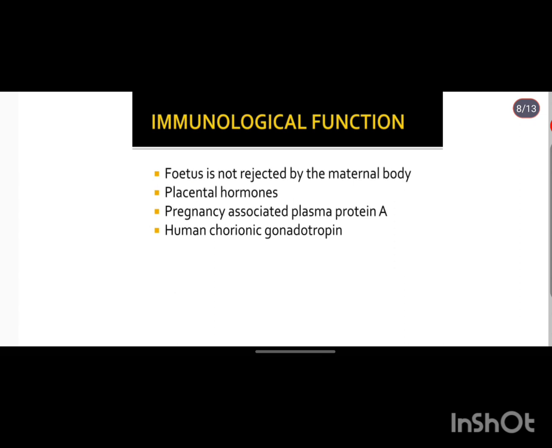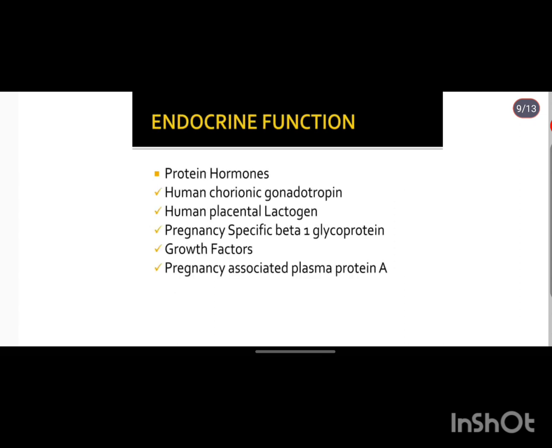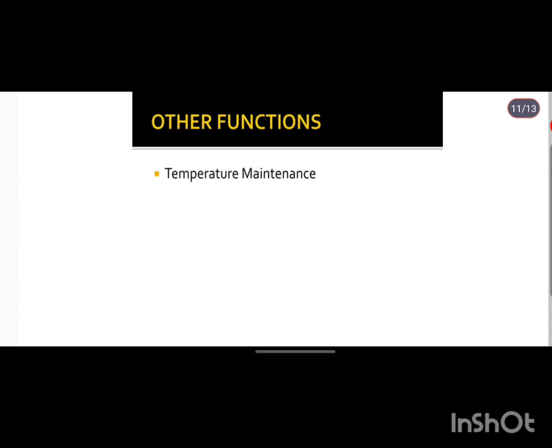It also has certain endocrine functions. It is responsible for producing hormones like protein hormones, human chorionic gonadotrophin, human placental lactogen, pregnancy specific beta 1 glycoprotein and growth factors, and also pregnancy associated plasma protein A. These are the hormones usually produced by the placenta, which help in the development of the baby. The other functions of the placenta include temperature maintenance.